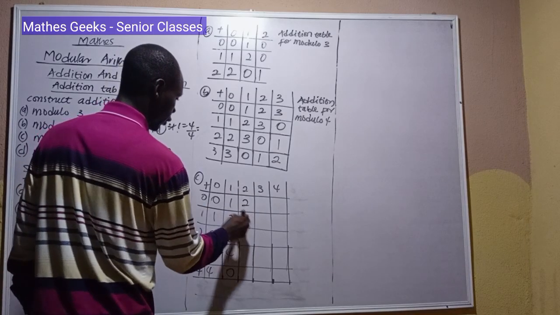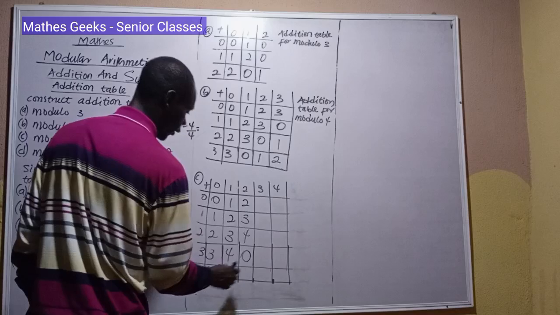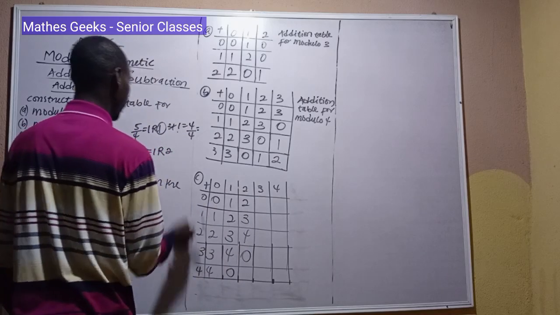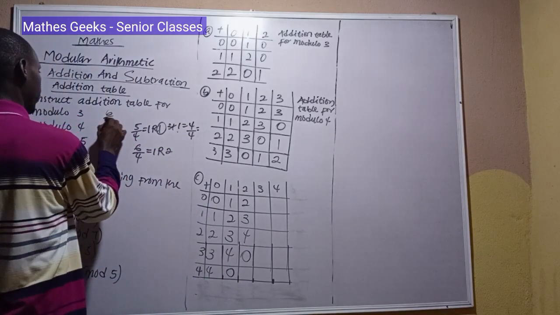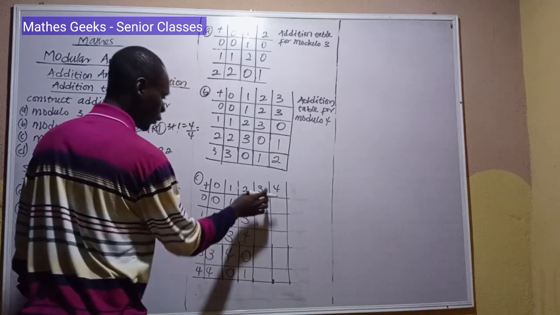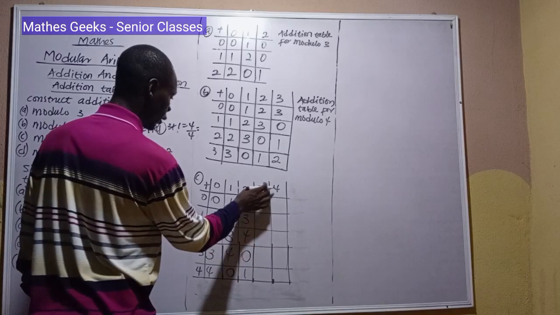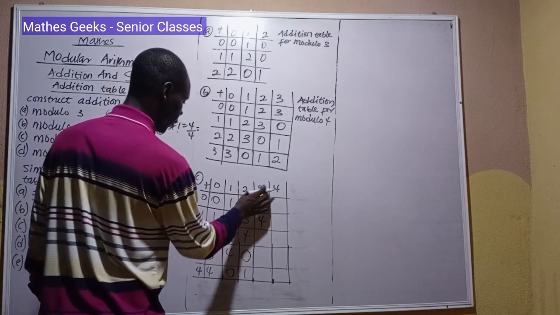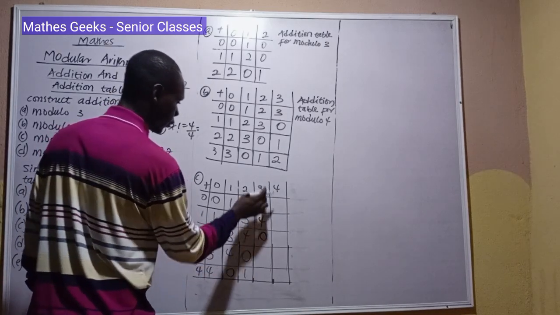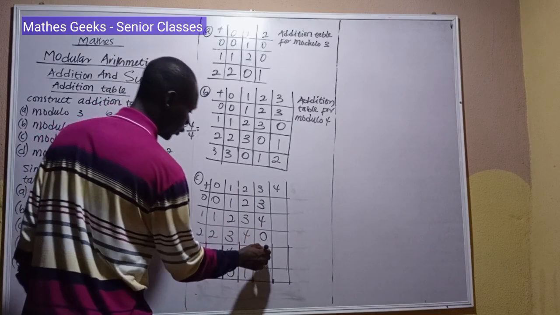2 plus 1, 3. 2 plus 2, 4. 2 plus 3, 5, which is 0. 2 plus 4, 6. 6 in modulo 5 is 6 over 5, which is 1 remainder 1. That's 1. 3 plus 0 is 3. 3 plus 1, 4. 3 plus 2, 5, which is 0. 3 plus 3 is 6, which is 1.